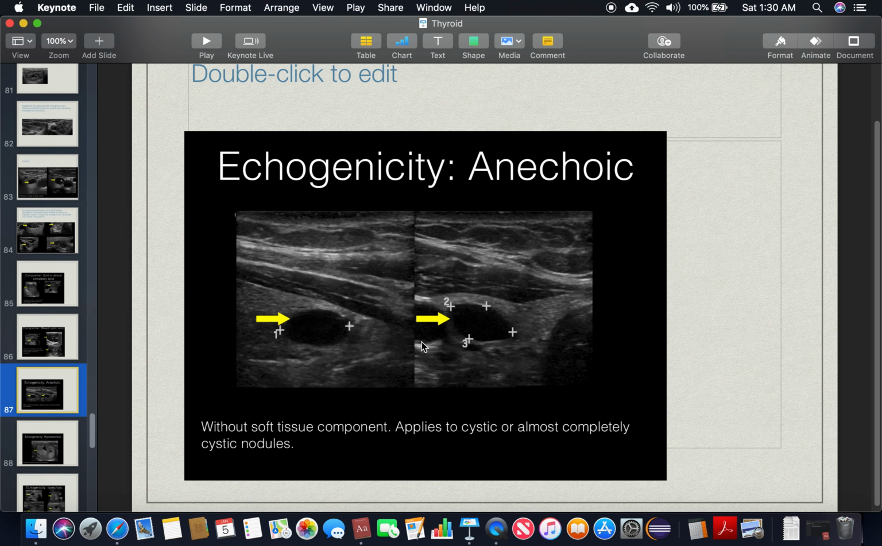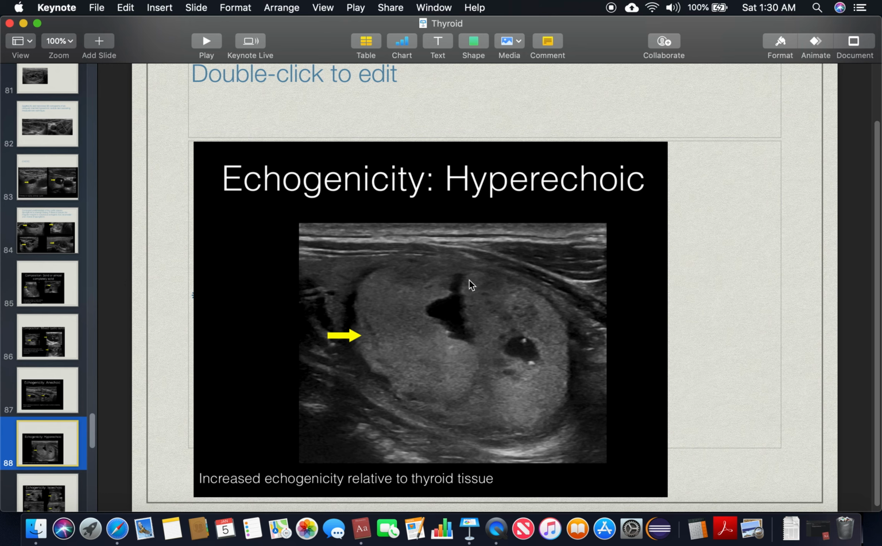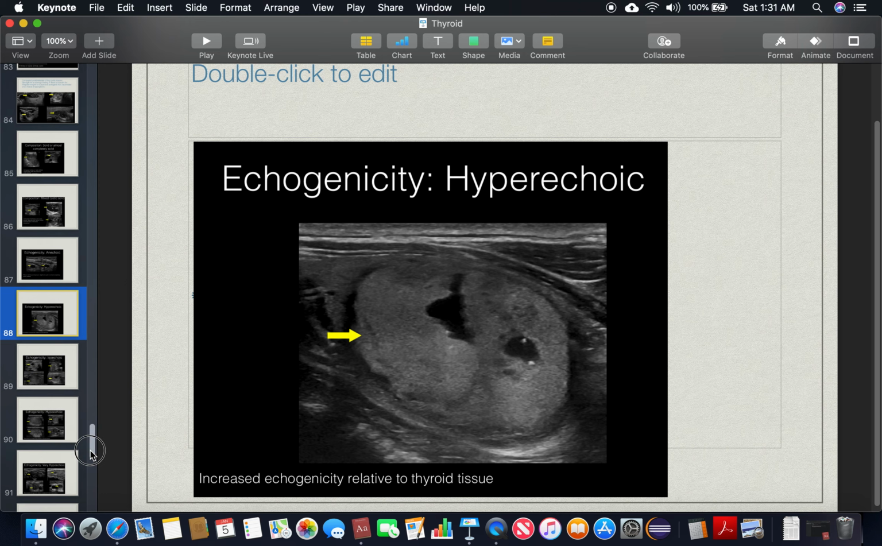All right, next, echogenicity. This is anechoic, predominantly cystic, benign, predominantly hyperechoic or solid. This is in relation to the rest of the gland. So this is the normal gland. This is hyperechoic, increased echogenicity.